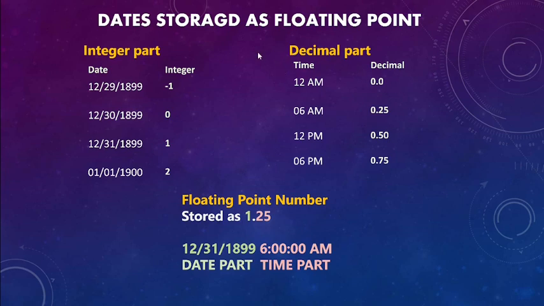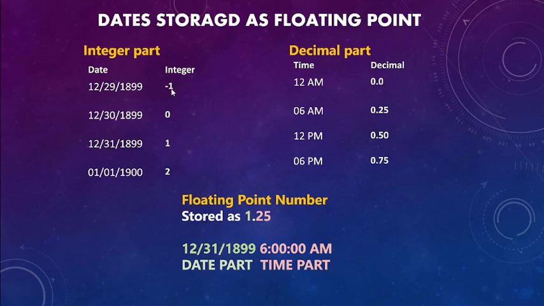The date 30th December 1899 starts with 0, and the next date, 31st December 1899, is 1, and the next date, 1st January 1900, is 2, and so on. Any date before 30th December 1899 will get a negative value, like the date 29th December 1899 is -1, and so on.